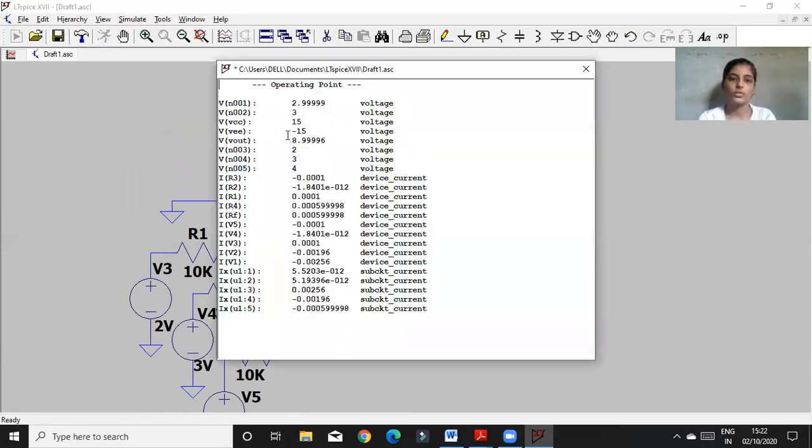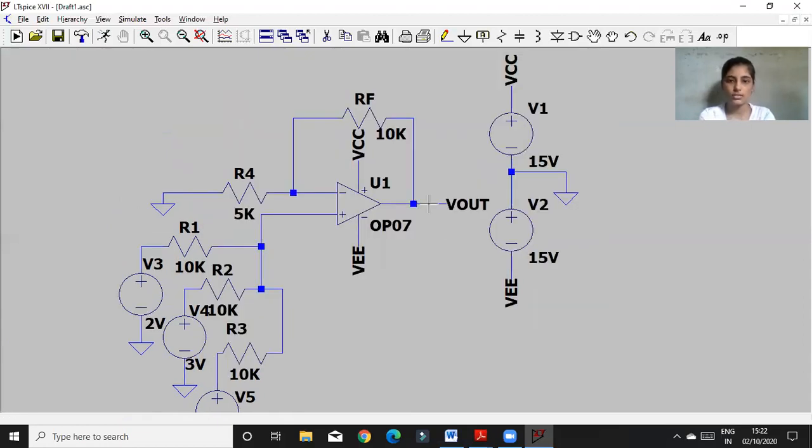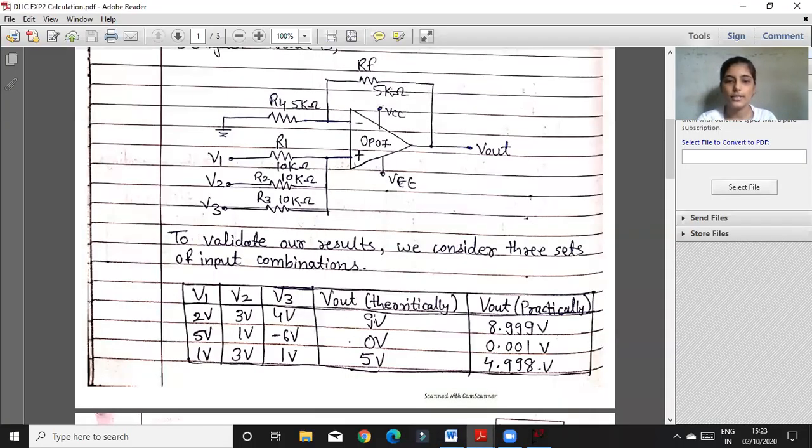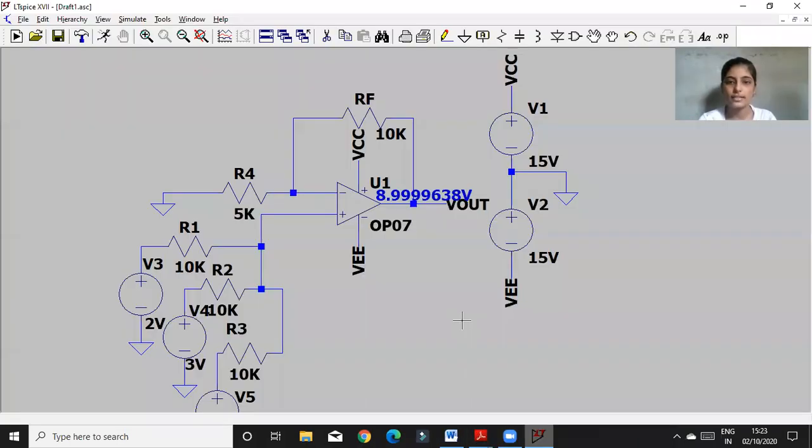Yeah. So this is my output, 8.99, which is approx 9 volts. This is my adder circuit. I theoretically calculated this as 9 volts, and I got a practical value of 8.99. So this is my first adder circuit.